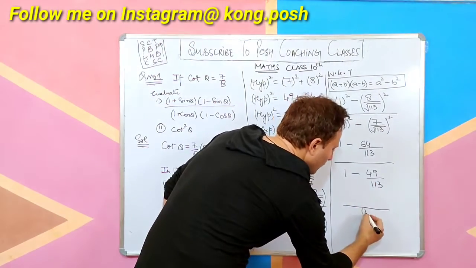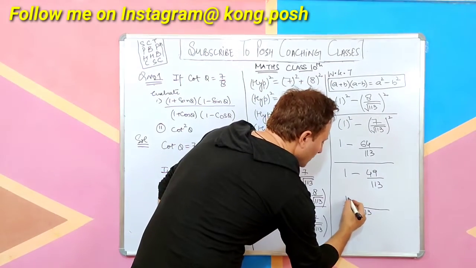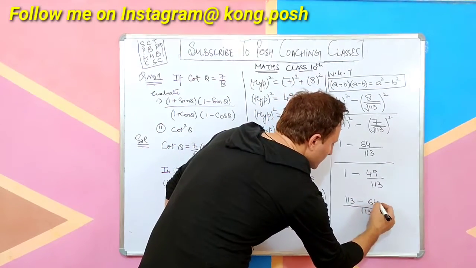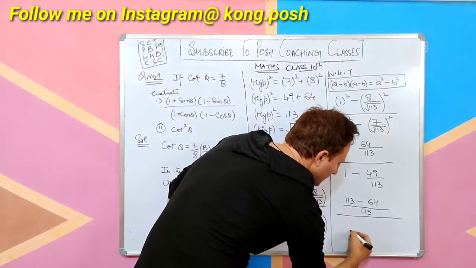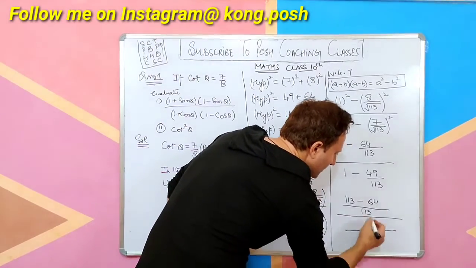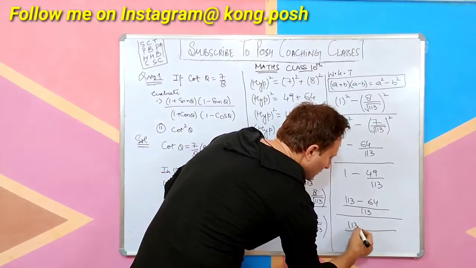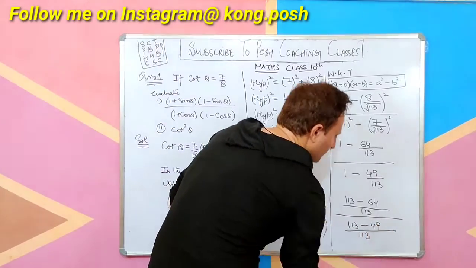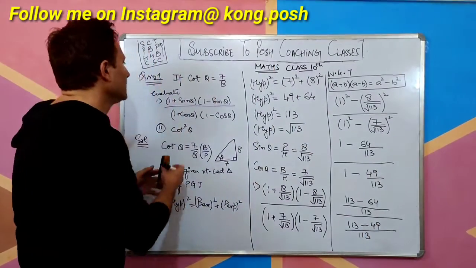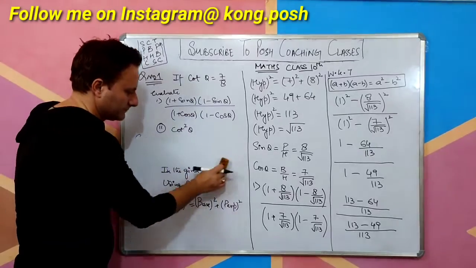It is 113, it is 113 here minus 64. Then we have the LCM again, 113. 113 into 1 is 113 minus 49. Is that clear? Now I'll just take this off.